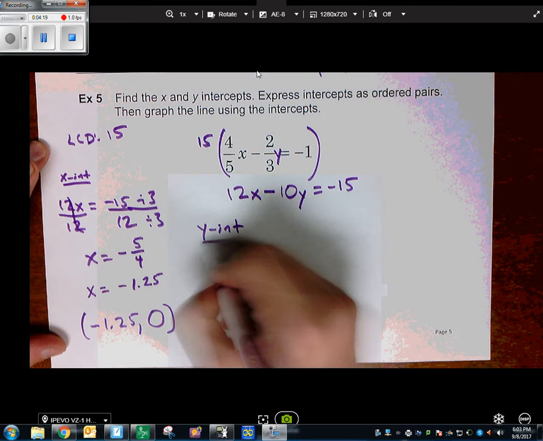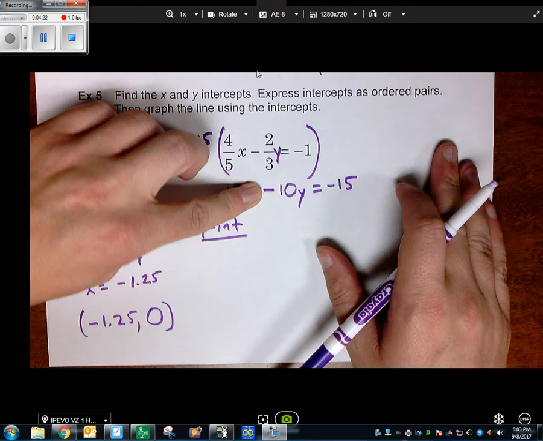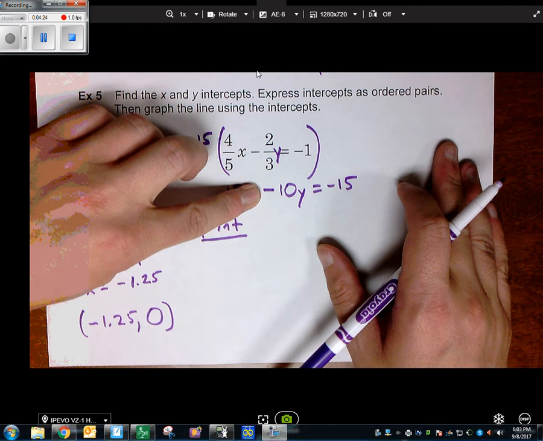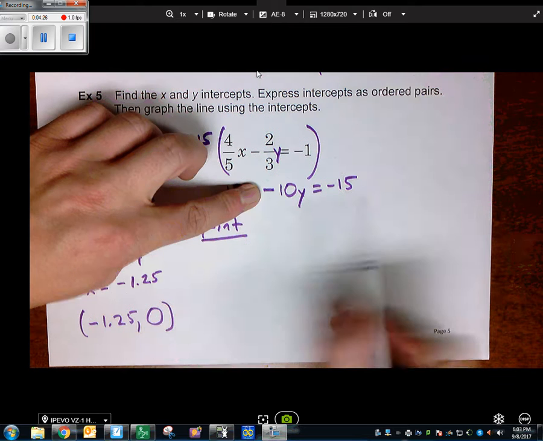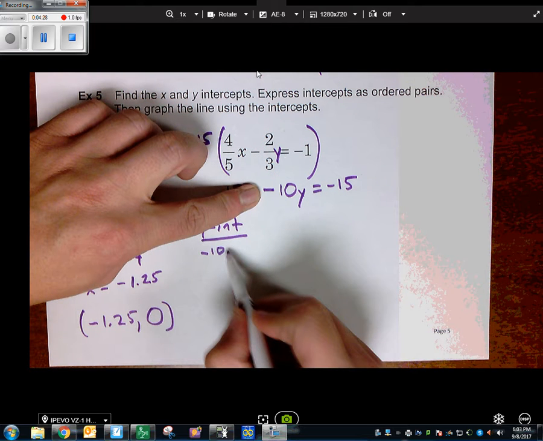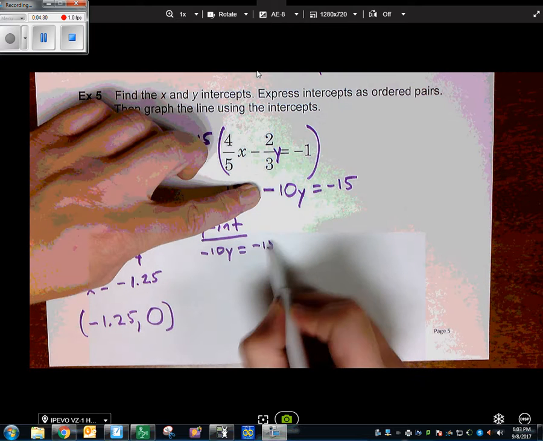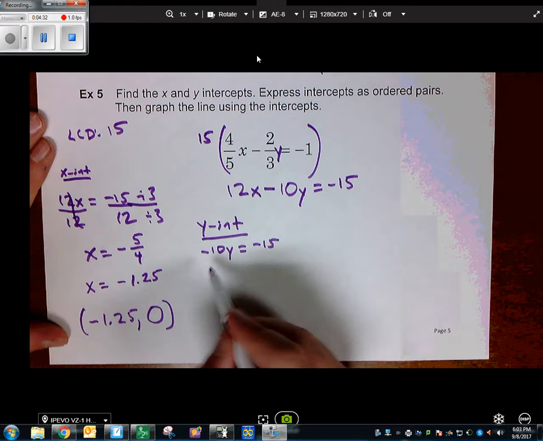Here we go. To find y, we ignore x. Ignore it. It's not there. What's left? Negative 10y equals negative 15. That's what I need to solve to find my y-intercept.